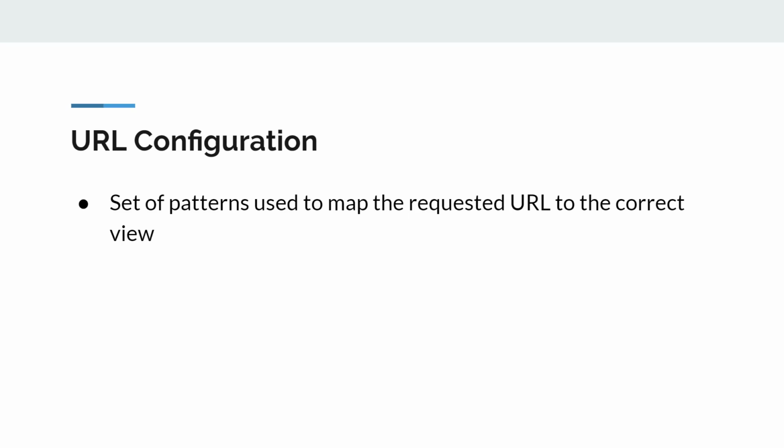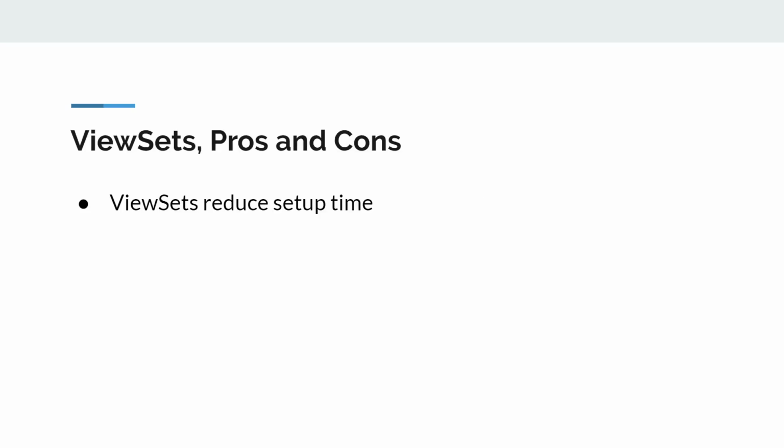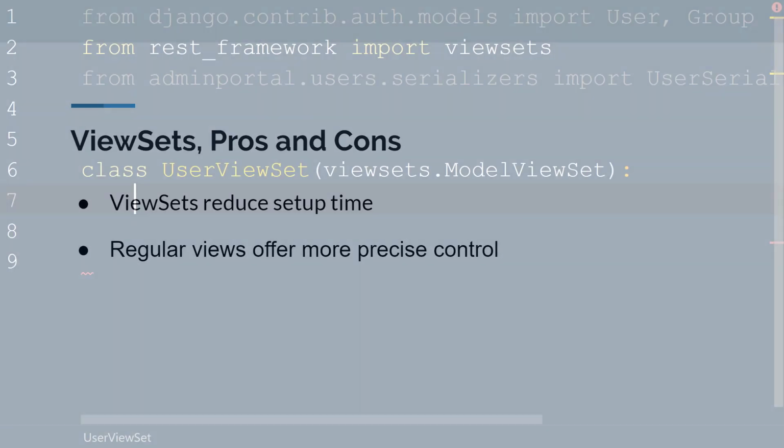A URL configuration is a set of patterns used to map the requested URL to the correct view. With the router, we can generate all of these patterns and avoid writing them individually. ViewSets reduce the time it takes to get up and running, but the use of regular views and URL configurations provide more precise control. For the scope of this project, a ViewSet will work great because we don't need specific control over the patterns defined in the URL configuration.